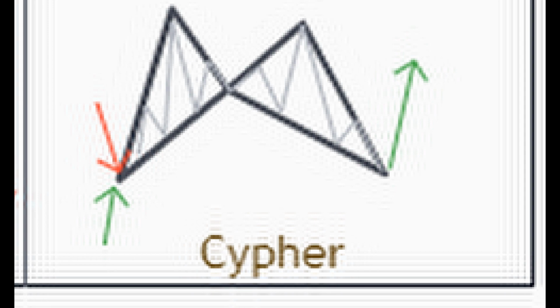Let's chat about it. The Cypher pattern is a specific harmonic chart pattern used in technical analysis, primarily in the field of harmonic trading. It was introduced by Scott Carney, who has written extensively on harmonic patterns. The Cypher pattern is a reversal pattern that aims to identify potential turning points in the market. Here are the key characteristics of this pattern. The structure: the Cypher pattern consists of 4 distinct legs, marked XA, AB, BC, and CD.